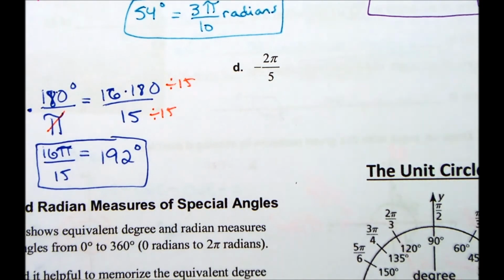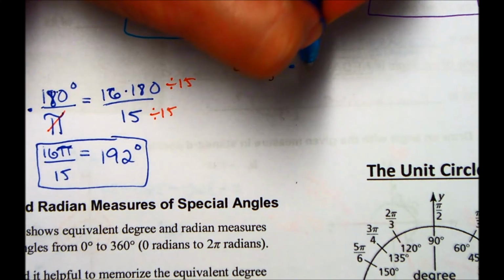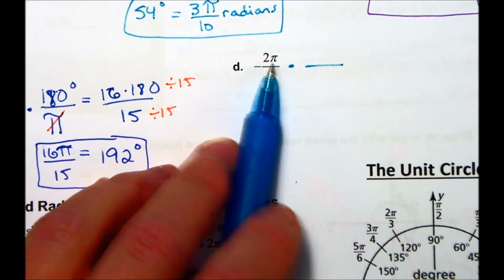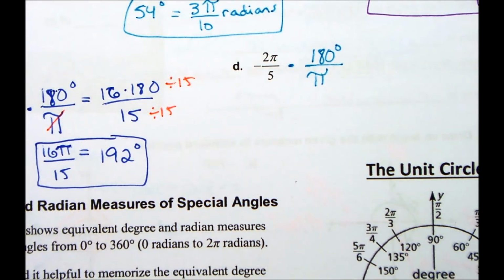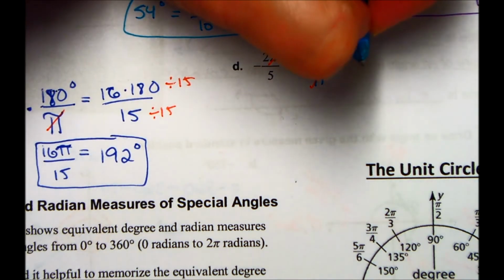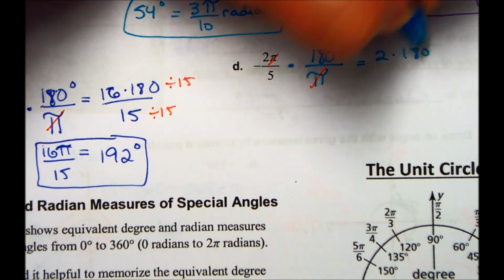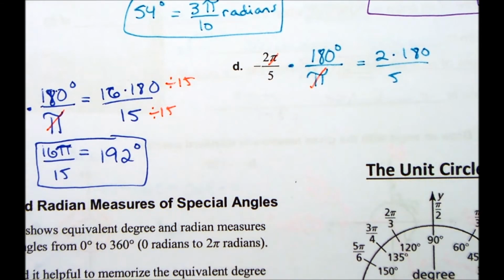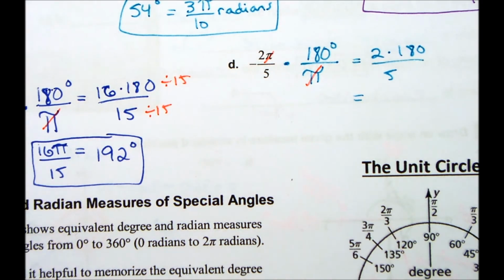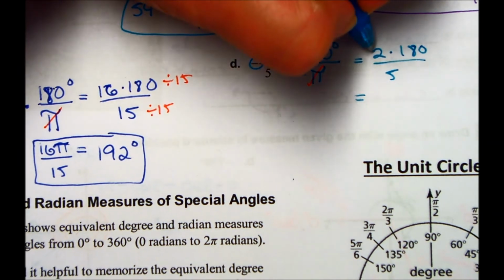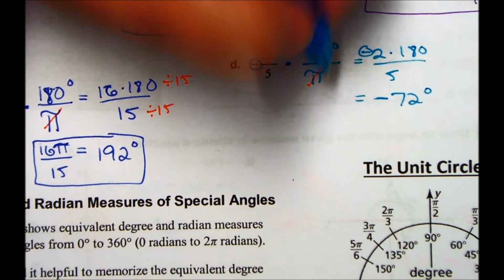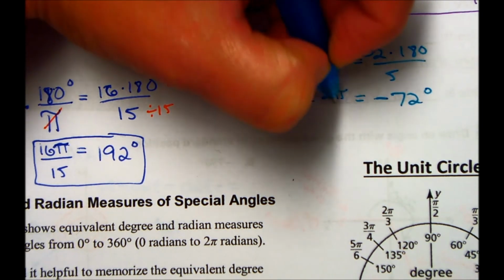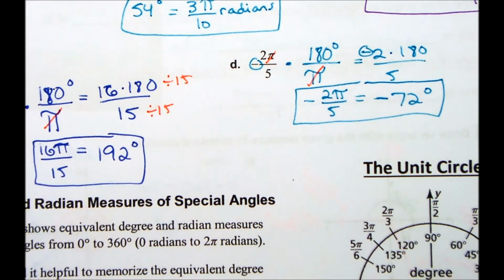All right, the next example is a negative measurement, a negative angle. But again, you're going to simply multiply by that conversion factor. Since we want to get rid of the pi, we're going to put it at the bottom. And we want to put the 180 degrees at the top. So your pi reduces, and we would have 2 times 180 divided by 5. So the 5s would reduce, or you could just multiply then divide. Either way. Oh, but we do have a negative here. Don't forget the negative. So it's going to be negative 72 degrees. So the negative 2 pi over 5 radians is equal to negative 72 degrees.